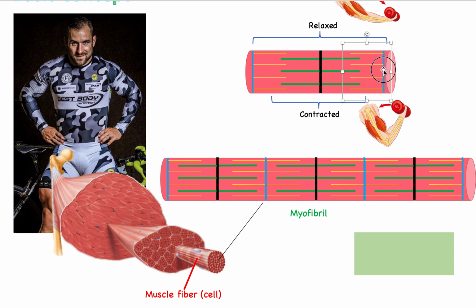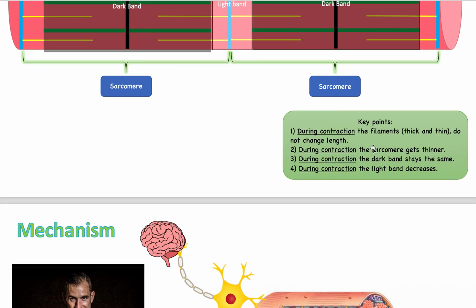Now let's contract, and let's see what happens to the light band. As you contract, the light band gets smaller and smaller, right? Because now the thin filaments are overlapping with the thick filaments. So there's only a small area now with only thin filaments. So you need to know these 4 things because they always come up on questions. So hopefully this made sense so far.